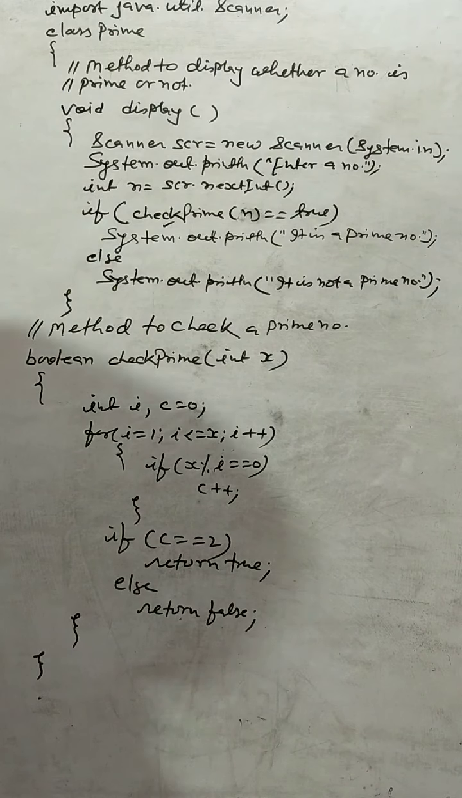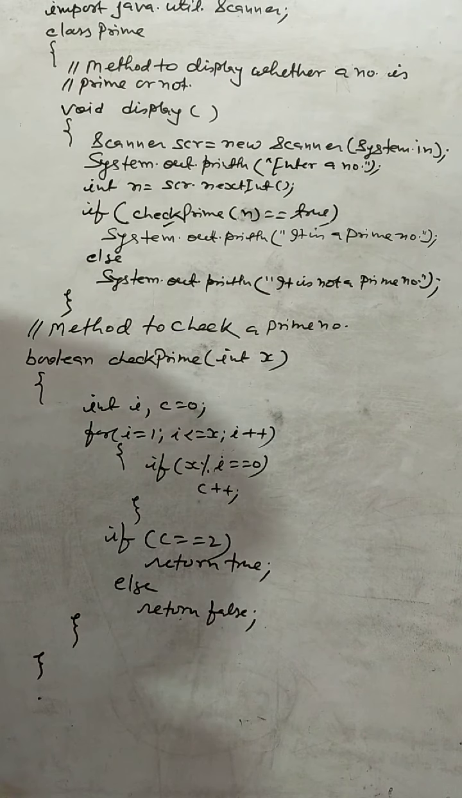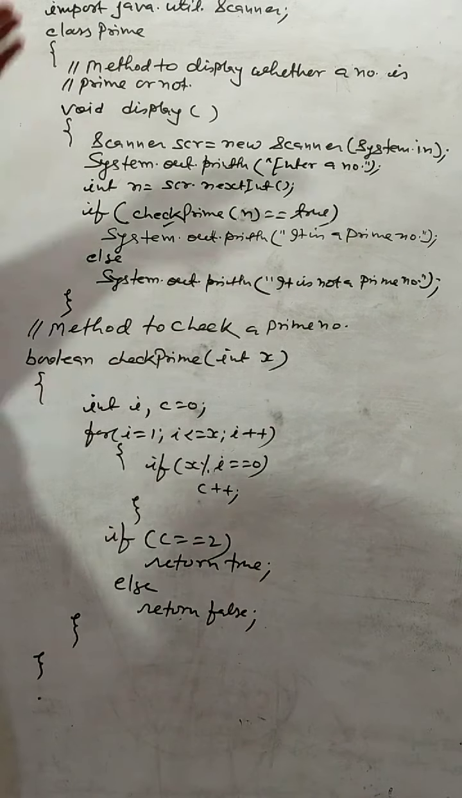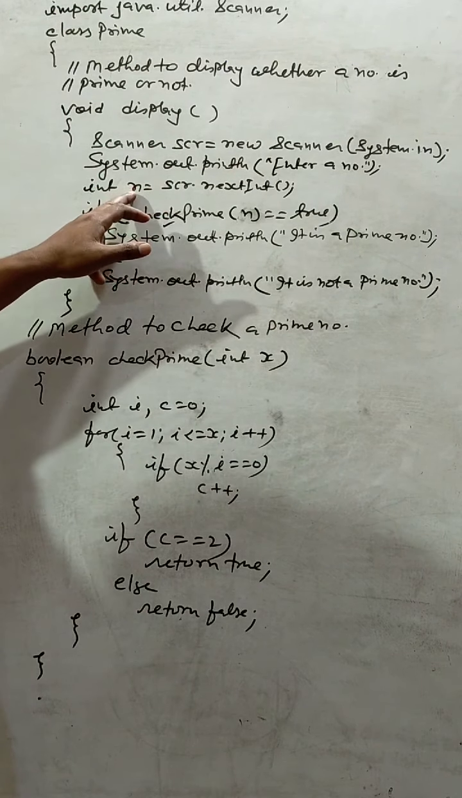This is the solution of the question: write a program to input a number and check whether it is a prime number or not. Okay, copy it. I am explaining once again. First of all, we will enter a number and that number is stored in variable n.